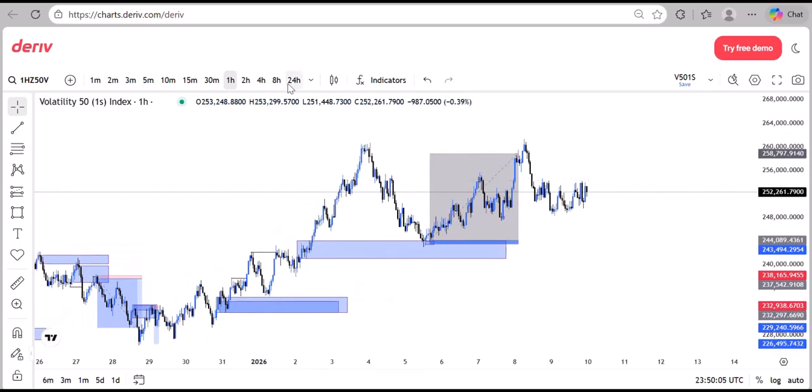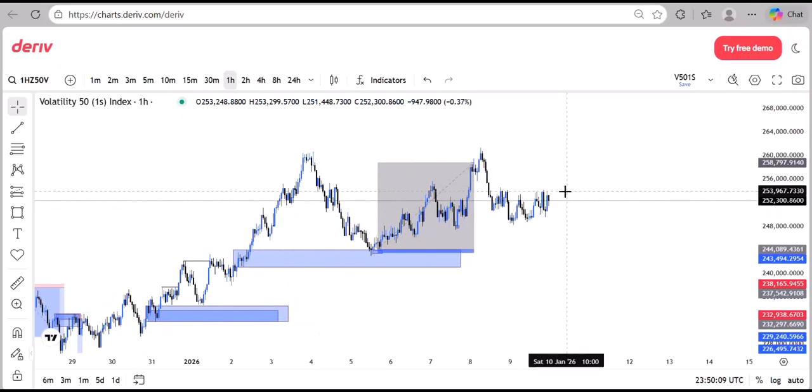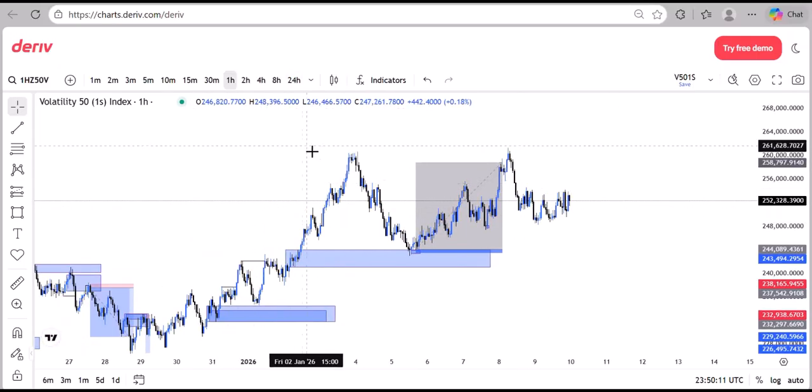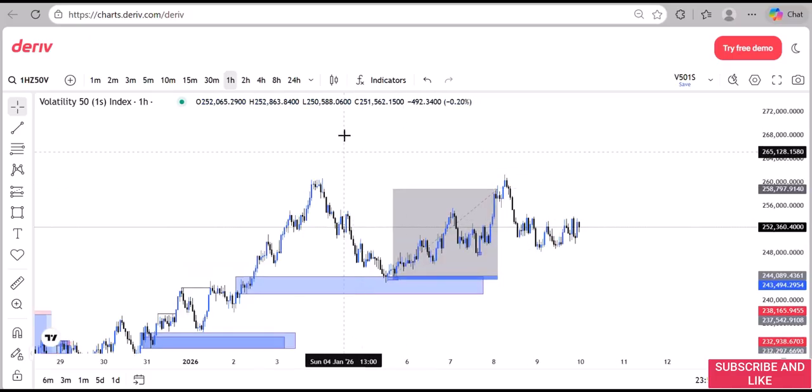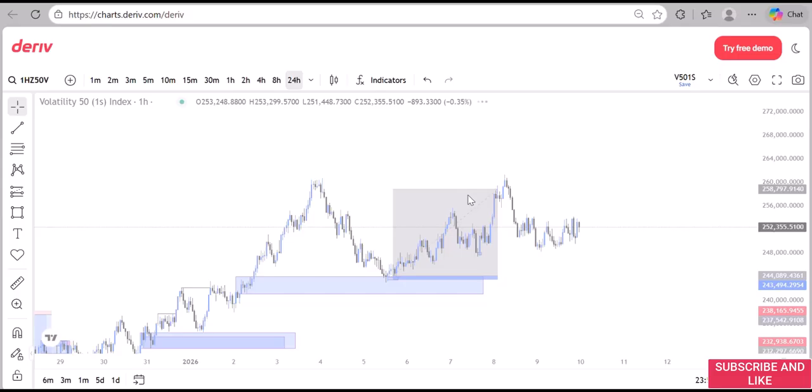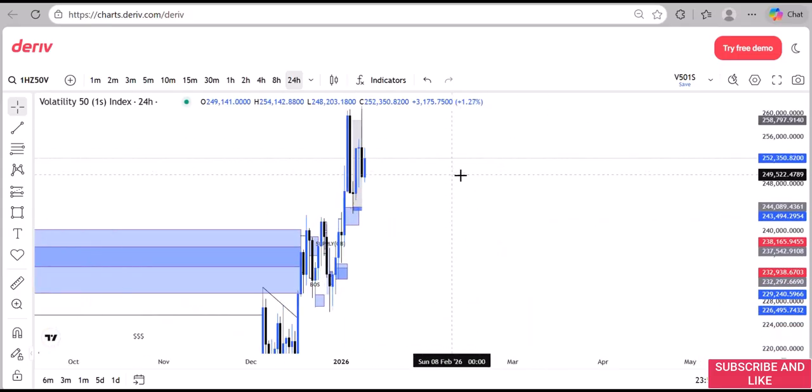Okay, so let's look at something else. This is another trade we took. This is the trade we took. So how did we get our entry? We come to our daily time frame. Let's start from the daily time frame so we'll have a full picture of what's happening.